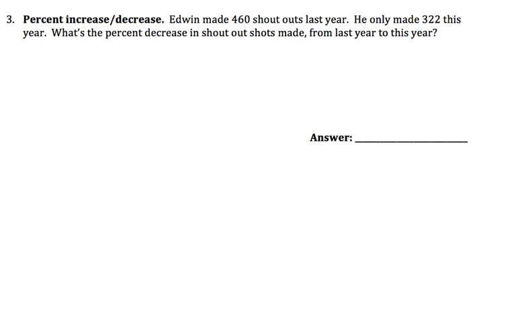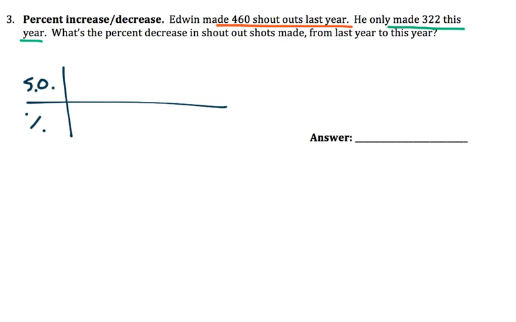Alright, again, same type of problem, but larger numbers. So Edwin made 460 shoutouts last year, because he's a beast, and this year he's only made 322. What's the percent decrease in shoutouts made from last year to this year? So we have shoutouts and percent, and we want to know from last year to this year, and it's supposed to be going down. So that means we're starting from the higher number and going down to 322. So that's going to be our 100%.